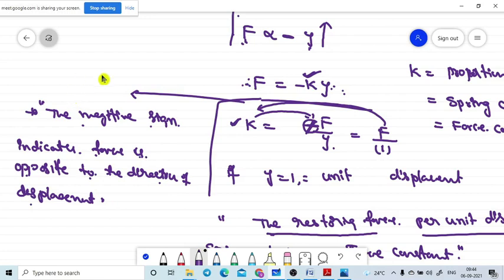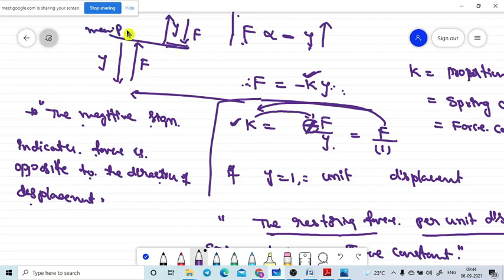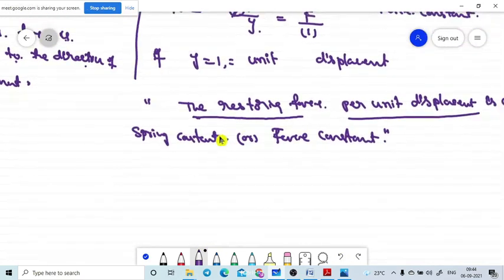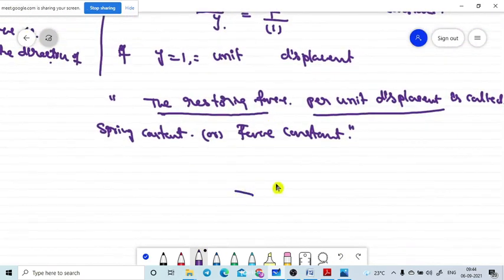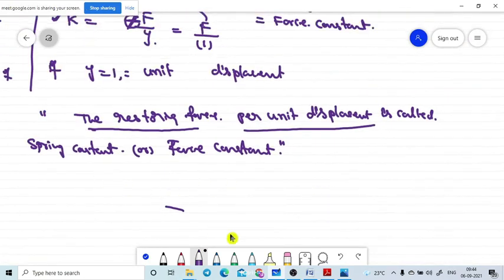If the displacement is in the downward direction, the force direction is opposite. This is when the body is coming downward. If the displacement is upward, the force direction is downward. This is when the body is going upward. This is the mean position. I hope there is no doubt about this. The restoring force per unit displacement is named as a spring constant or force constant.